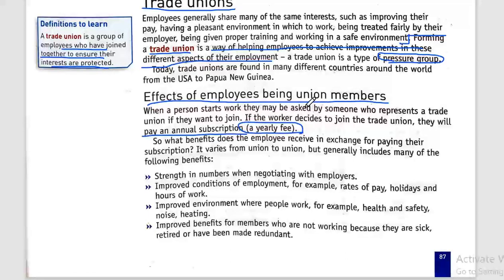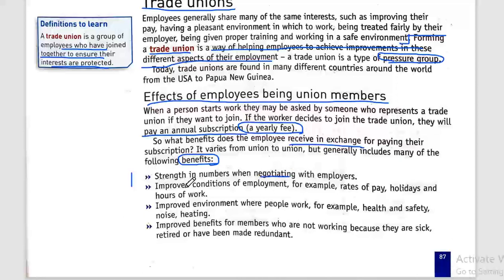So if you want to be part of this union, which is going to represent you to the higher management, you have to pay a certain amount of money yearly. If I'm paying this amount of money, what am I going to receive in exchange for this subscription? So here we have benefits. The first one is strength in numbers when negotiating with employers. When I'm negotiating a specific interest for me with the employer, I might not look strong enough, compared to when there's 30 or 40 employees or a union negotiating with the employer.